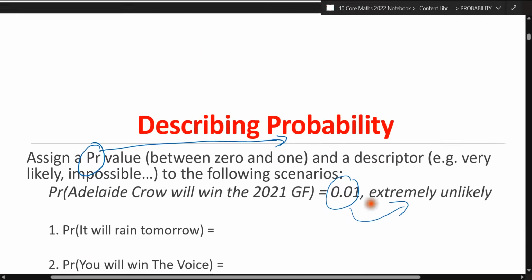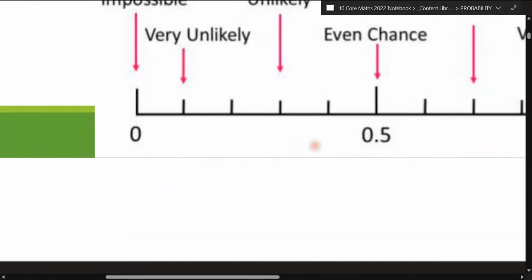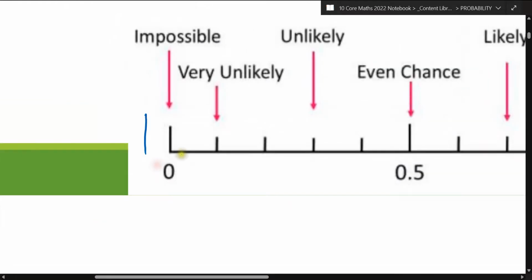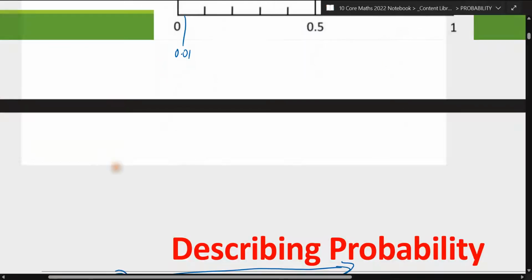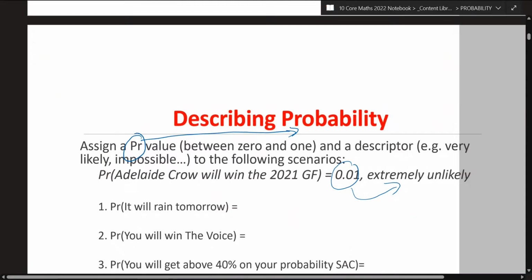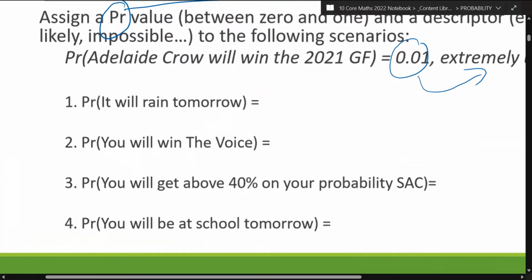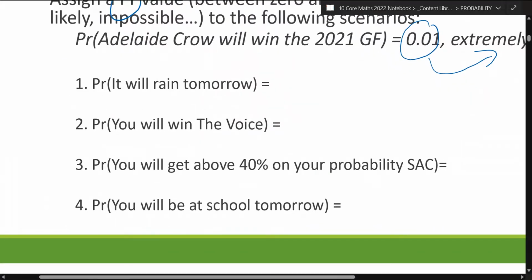Okay, so if you go back to this scale here, 0.01 would probably be somewhere here. Oops. Okay, that would be 0.01. Maybe, but definitely close to 0 because it's quite a small number. So basically a nearly impossible chance. But let's look at some of these probabilities and see if we can put a number to it.